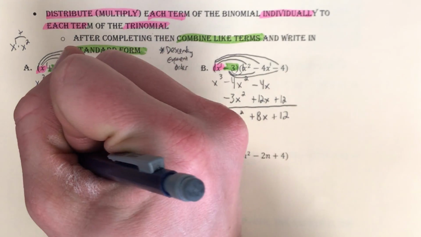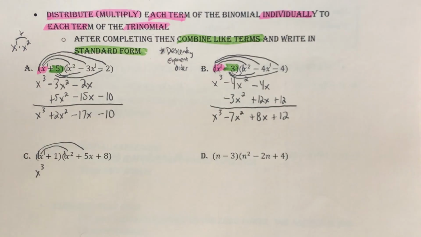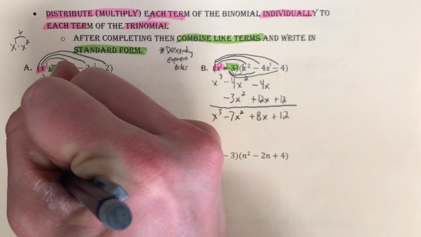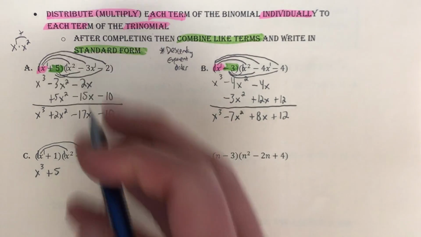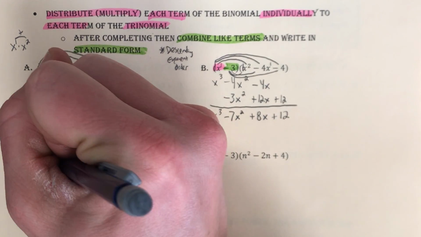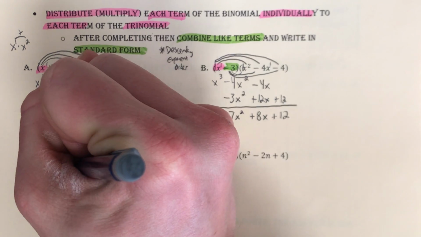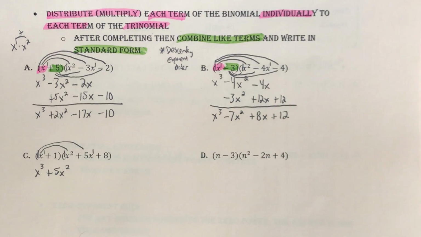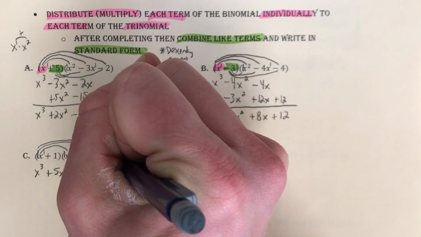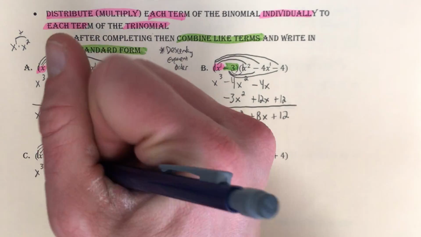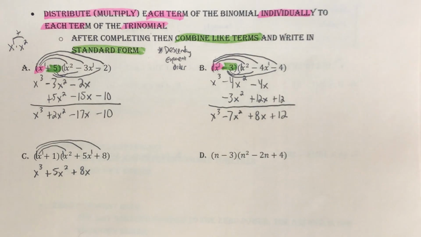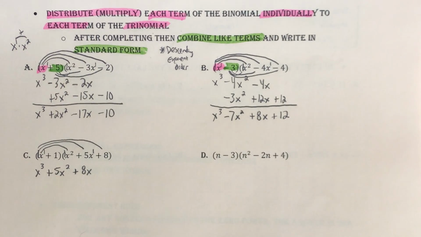Then we do the second term, so x times positive 5x. So 1 times 5 is positive 5. And x times x, again, this has an exponent of 1, so we add the exponents. So x to the 1 plus 1 is 2, so 5x squared. Then we do the third term, so x times positive 8. Well, x times positive 8 is positive 8x. So we are done with the first term of the binomial.